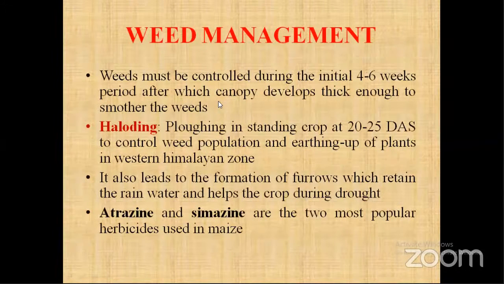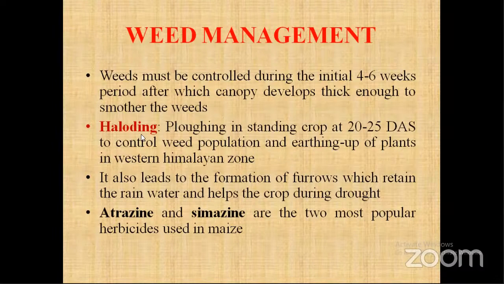Weed management. Weeds must be controlled during the initial 4 to 6 weeks. After that, canopy develops. Canopy is nothing but foliage of maize. After that, canopy develops, which is thick enough to compete with the weeds. It smothers the weeds. So first 1 month or 1.5 months, we should take care of the weeds very well. After that, leaves will be produced very well, and they can compete with the weeds for nutrients and moisture.